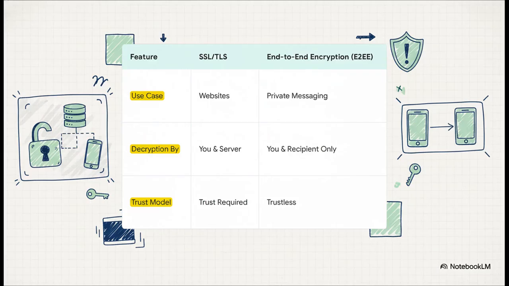So let's just lay it all out. SSL/TLS is for websites, and it means you and the website can decrypt the information. It requires you to trust that company. E2E, on the other hand, is for private messaging, and only you and the other person can decrypt it. It doesn't require trust because the company is locked out by design. That is a massive, massive difference.